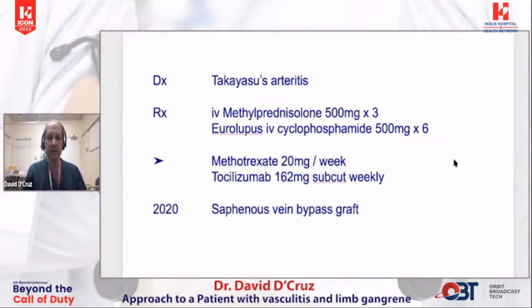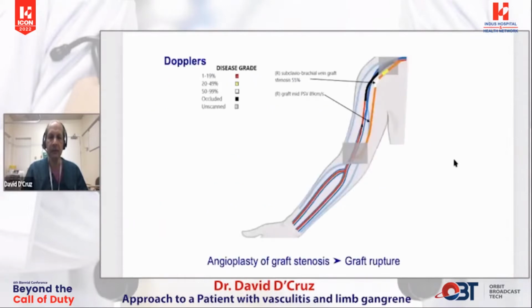She was treated conventionally with intravenous methylprednisolone, our low-dose Euro-Lupus cyclophosphamide regimen, 500 milligrams fortnightly for 6 doses, followed by methotrexate and tocilizumab. That stenotic area was covered by a saphenous vein bypass graft, and she's done very well. She's now in remission on methotrexate and tocilizumab. She had angioplasty. She had a graft stenosis, unfortunately, which ruptured when they tried to angioplasty it, and a covered stent was inserted.